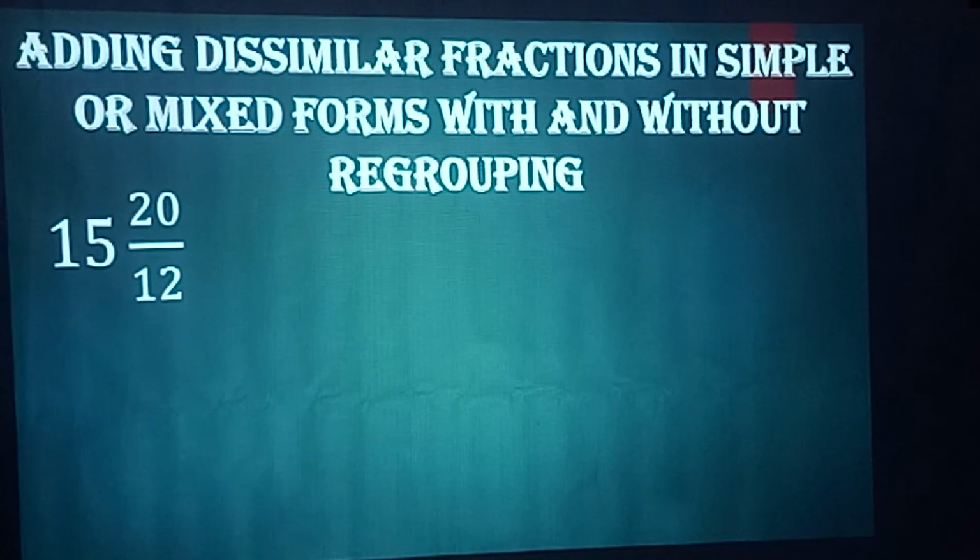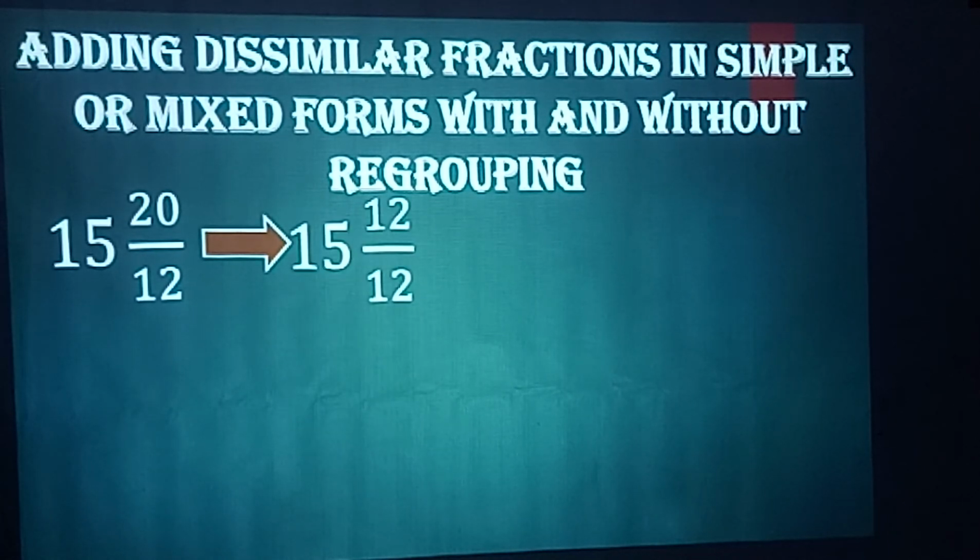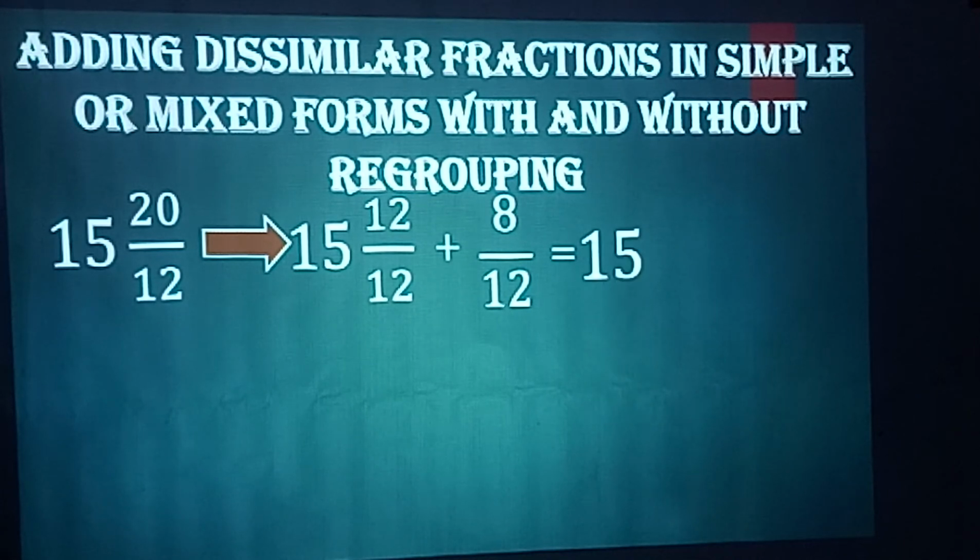This time, let me regroup. And so then that will become 15 and 12 over 12. And 12 over 12, as we know, is 1. Plus the remaining fraction is 8 over 12, which is equal to 15, and 12 divided by 12 is equal to 1.